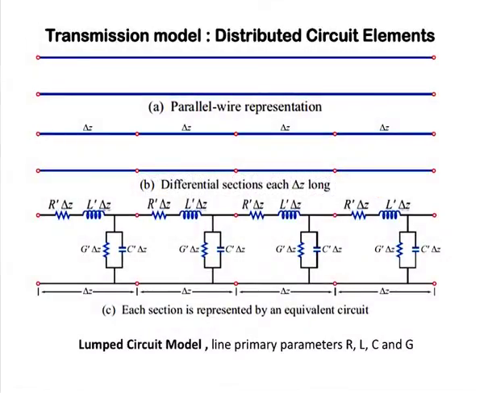A transmission line is represented in terms of the transmission model in which each section has an effective resistance, inductance, capacitance and conductance. So, the whole line is a cascading structure of these RLGC parameters.